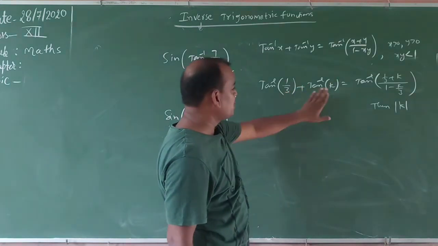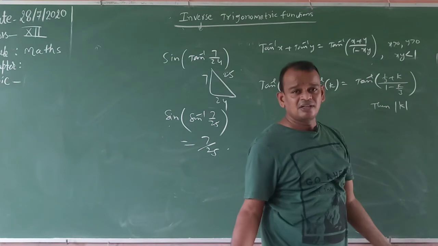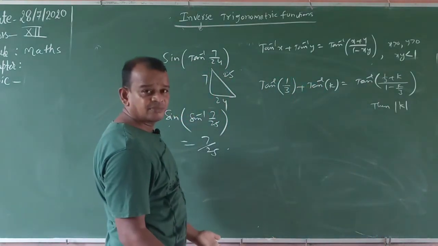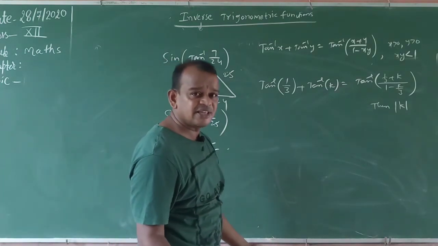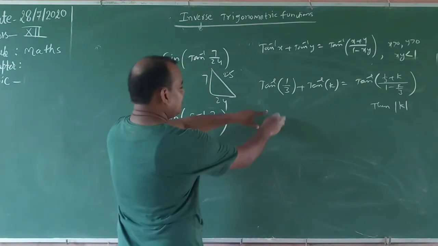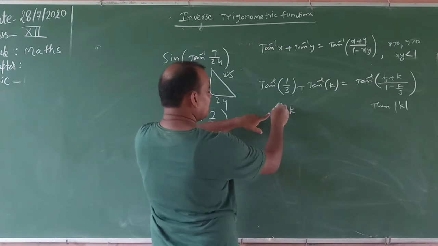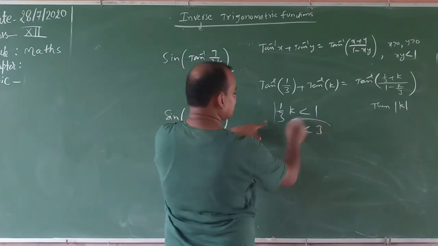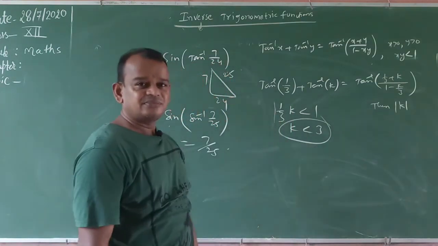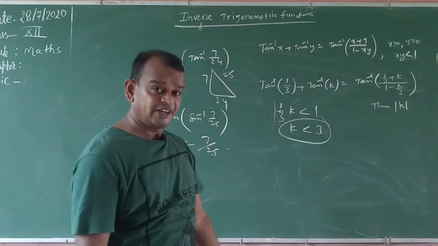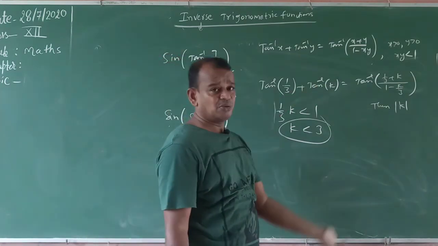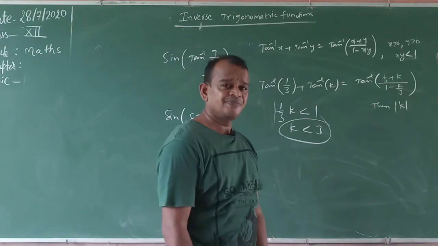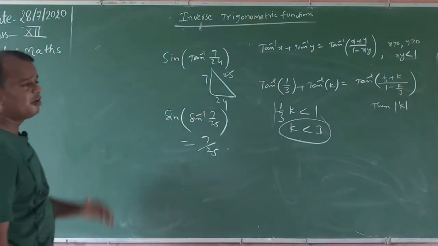Now x positive, y positive. Now x into y is 100% less than 1. Modulus of xy, whatever may be, xy less than 1. Say yes or no? x into y, 1 by 3 into k, less than 1, so k less than 3. Easily we will find. You will take mod xy, no problem. Okay, students? You remember all these types of formulas.